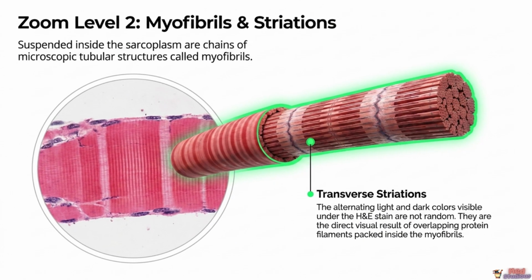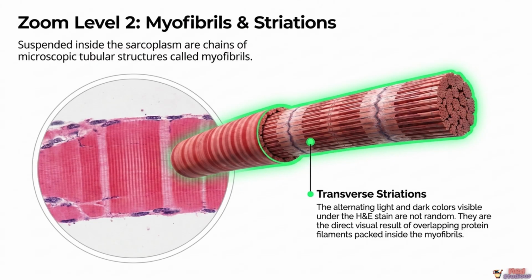If we look closely at the sarcoplasm, we reach zoom level 2. Suspended within the fluid are thousands of rod-like microscopic chains called myofibrils. These myofibrils run parallel to each other across the entire length of the cell, and they are the true physical engines of human movement. When you look at skeletal muscle under a microscope, its most defining visual characteristic is its transverse striations, the beautiful alternating pattern of light and dark bands stacked along the fiber.